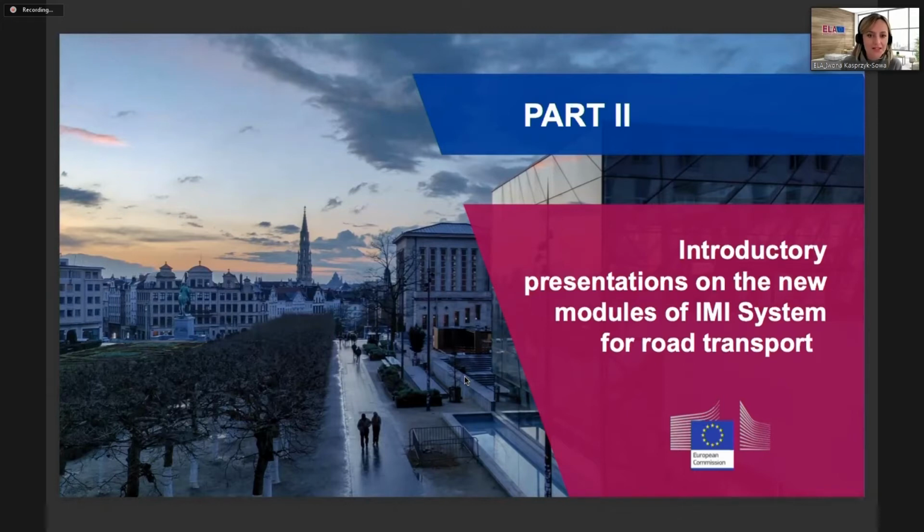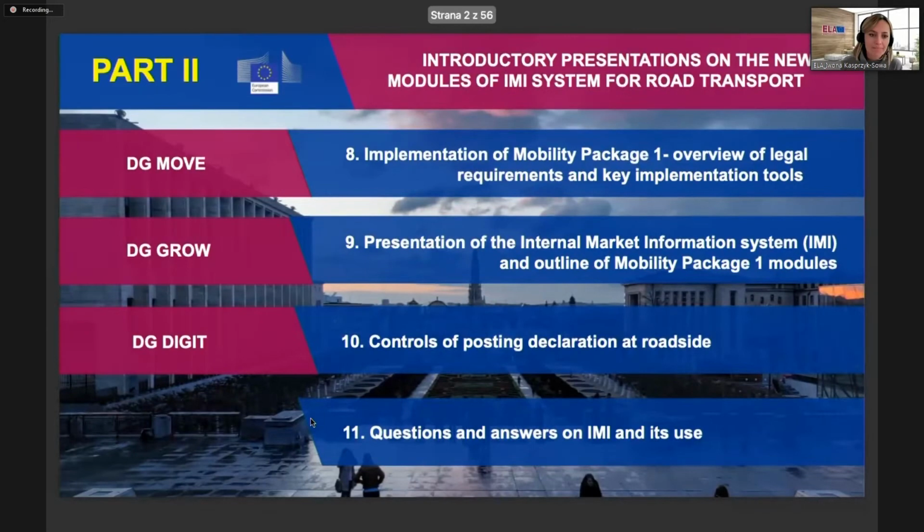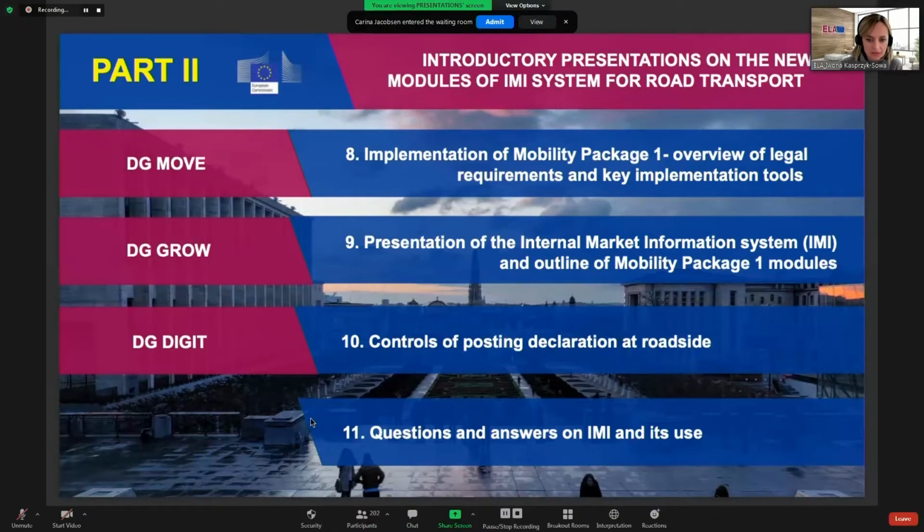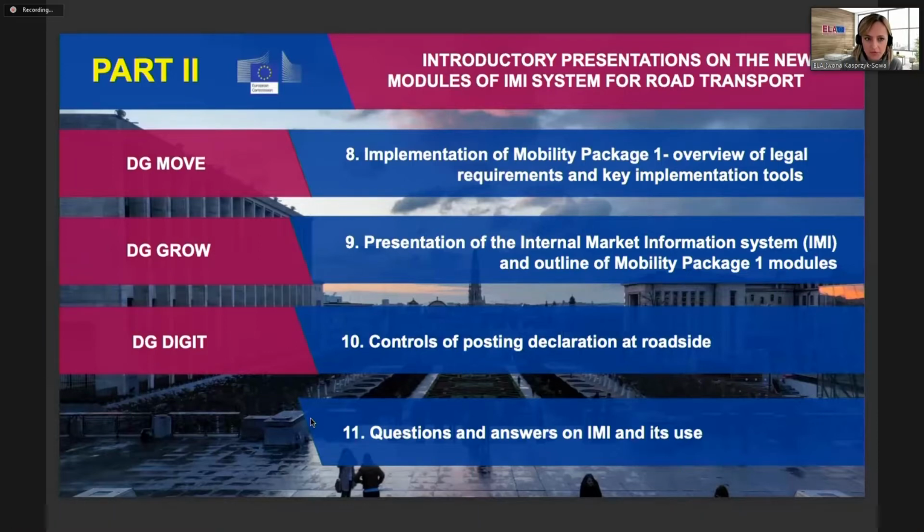Let me go now to present the agenda of the session. If I can please ask our technicians to change the slide. Yes, we have 3 presentations. We will start with the implementation of the Mobility Package 1, the overview of legal requirements and key implementation tools presented by DG Move. Then we will pass to presentation of the IMI system itself and the outline of Mobility Package 1 modules. We will also then have the presentation on controls of posting declaration at roadside made by DG Digit. Afterwards, we will have a long part on Q&As when you will be able to ask all possible questions to the 3 presentations. Since in the agenda there is not explicitly mentioned any coffee break, we might be doing a short comfort break after point 9 before point 10 if we see that it's needed and if you confirm that it's needed. So without further ado, I would propose to go directly to point number 8.